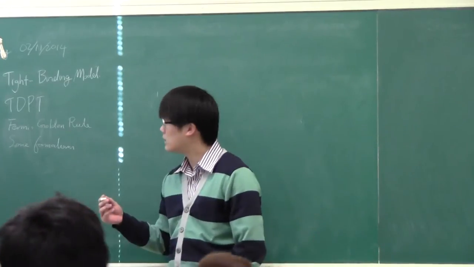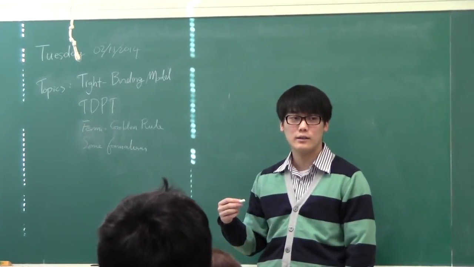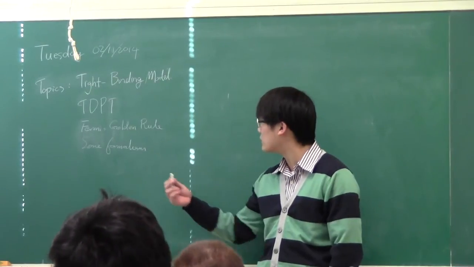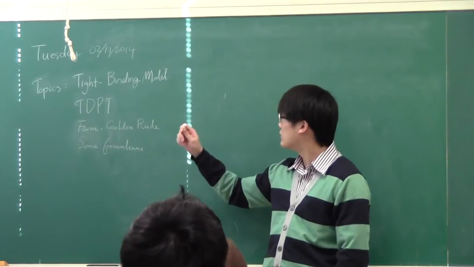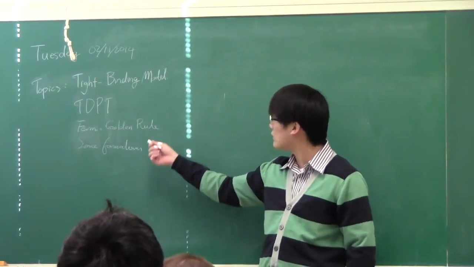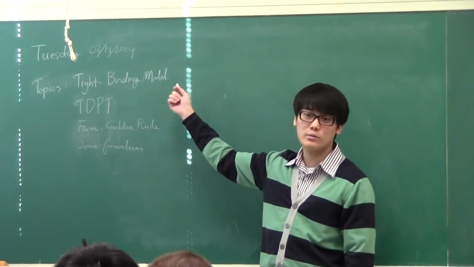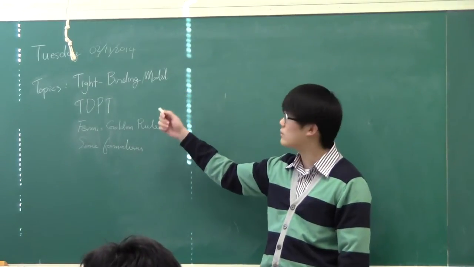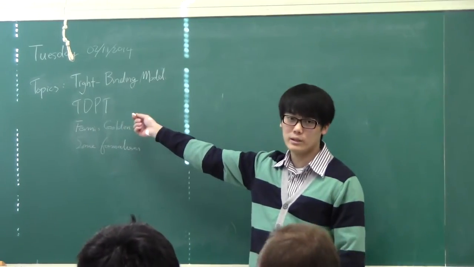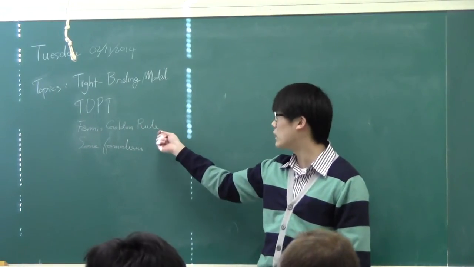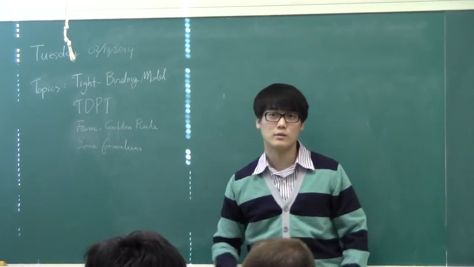Today we're going to finish chapter 6, and then we're going to say a little word about the formalism, the direct implication. So the rest of chapter 6 covers the tight binding model, which is a simple example of an approximation method. And then you're going to study time-dependent perturbation theory, from which you can derive the famous Fermi golden rule. And then we're going to talk about some formalism.